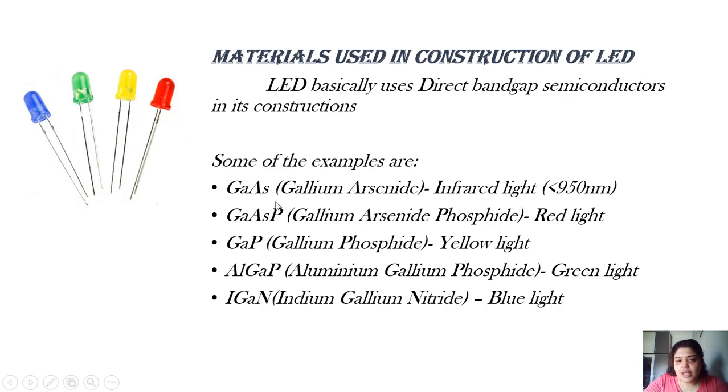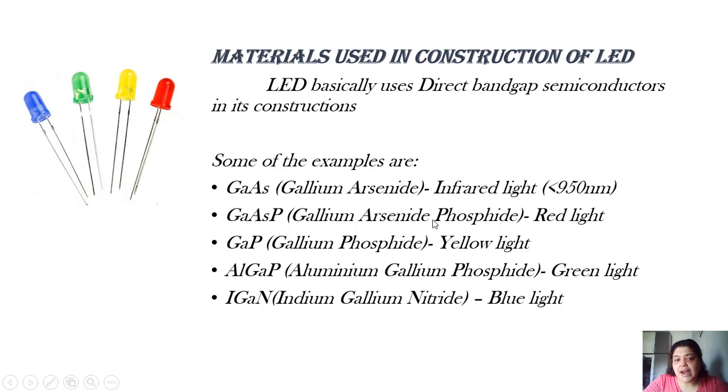Now this actually is not used in the manufacturing of LED because gallium arsenide, though it is an example of a direct bandgap material, emits light which has a wavelength of more than 950 nanometers. And any wavelength beyond 950 nanometers is not visible to human eyes.